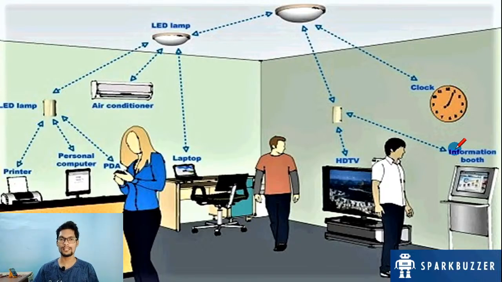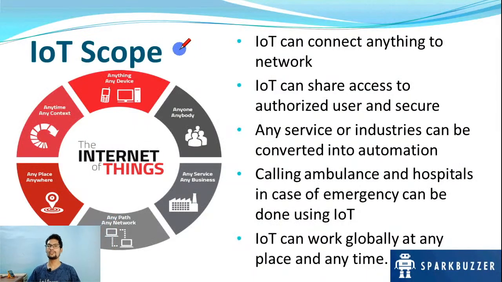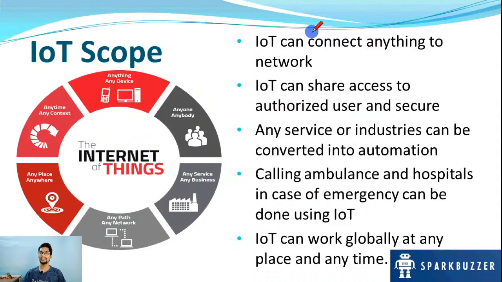So here are some examples. You can see here this air conditioner and this laptop, even HD TV, clock, even this LED lamp, everything is connected to the network. What exactly is IoT? IoT means connecting physical things to the network to access them. So what is the scope of IoT? It can connect anything to the network and share access to the authorized user.